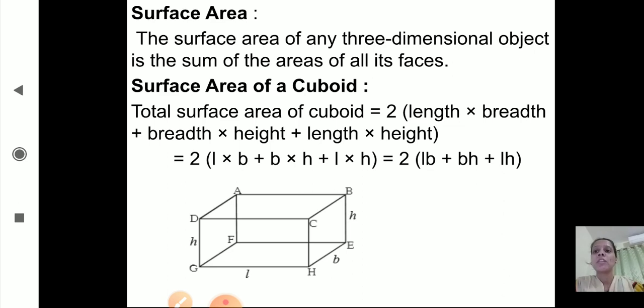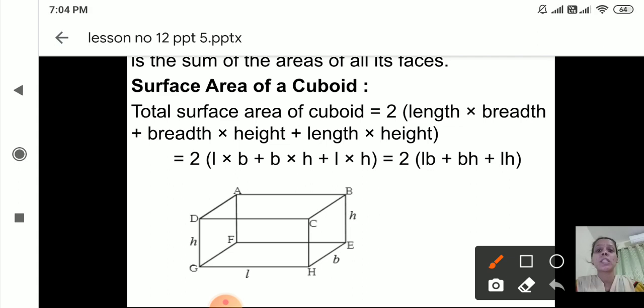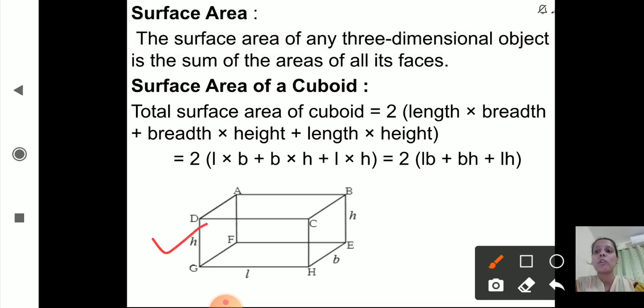Now we'll start with surface area of a cuboid. So we'll see the formula to find out surface area of a cuboid. This is a cuboid. There are 6 faces, as you can see here. In a cuboid there are 6 faces and each face is of rectangular shape. Okay, each face is a rectangle. Now we'll see how to find out total surface area of a cuboid.